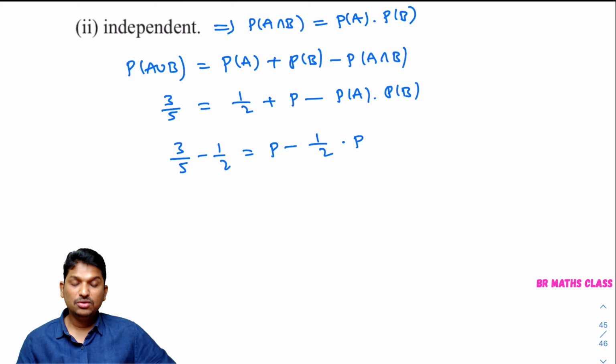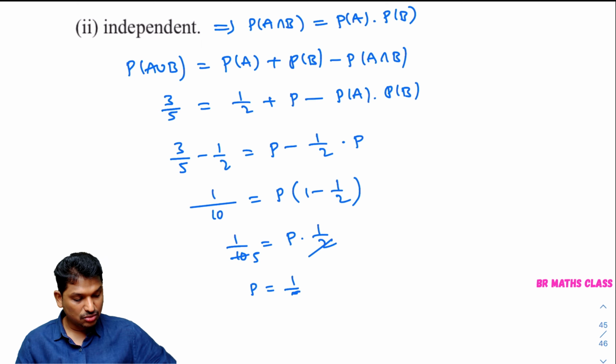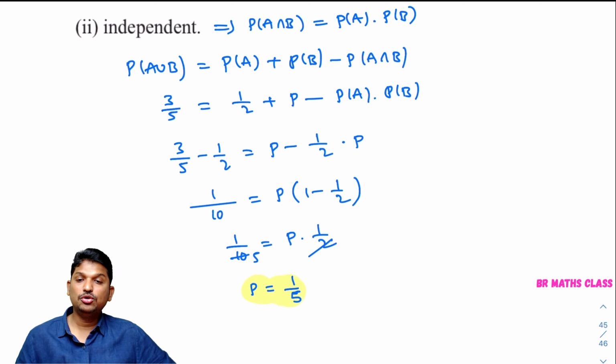Now simplify this part. What is the LCM here? 5 2s are 10, 6 minus 1, equals, taking P common, P into 1 minus 1 by 2. So 1 by 10 equals P into 1 by 2. 2 into 5 times, so P equals 1 by 5. So when the events are independent events, P equals 1 by 5. I hope you understand this, right?